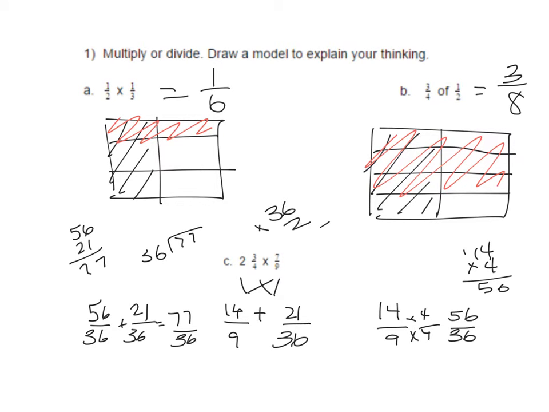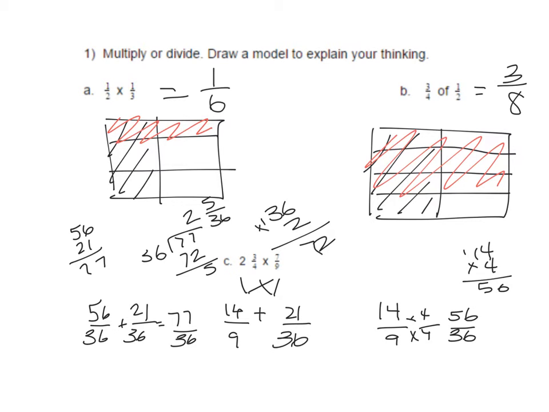36, let's see, 36 times 2. 2 times 3 is 6, plus 1 is 7. So 2 would be 72, and we've got 5/36 left. Okay, so we've got 2 and 5/36.